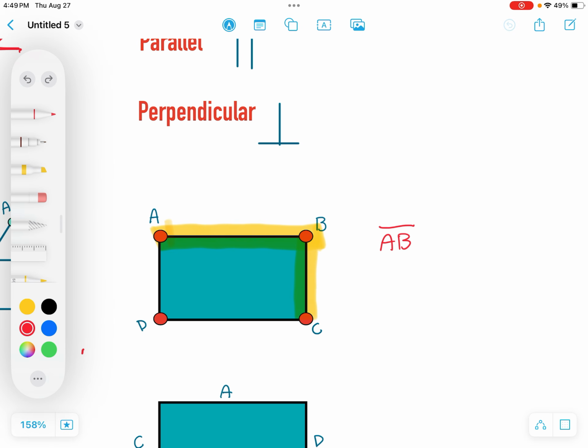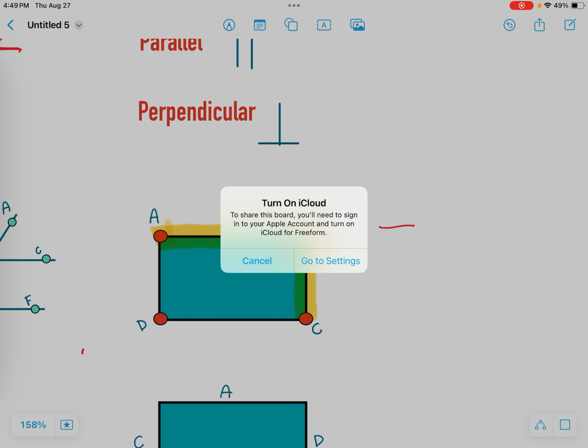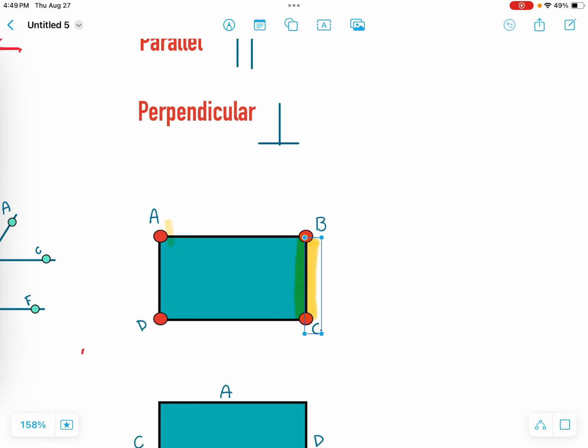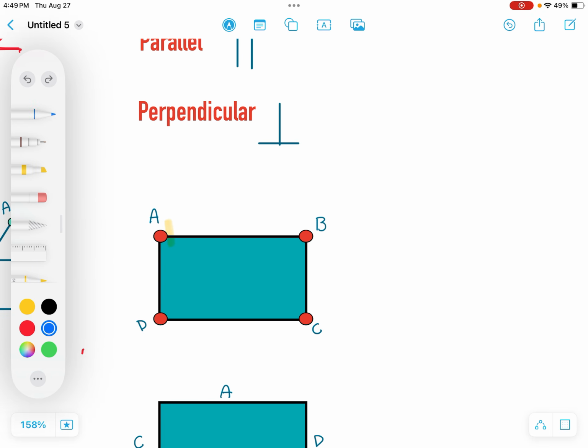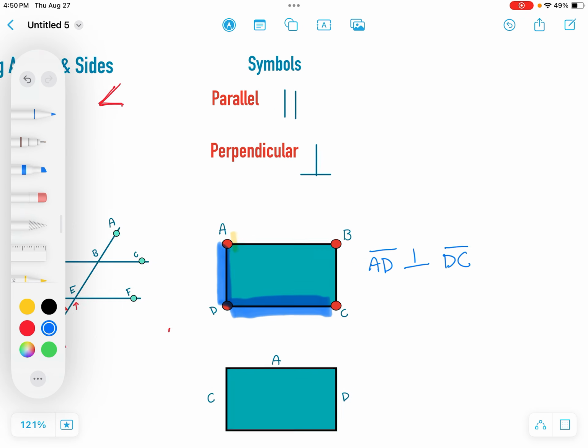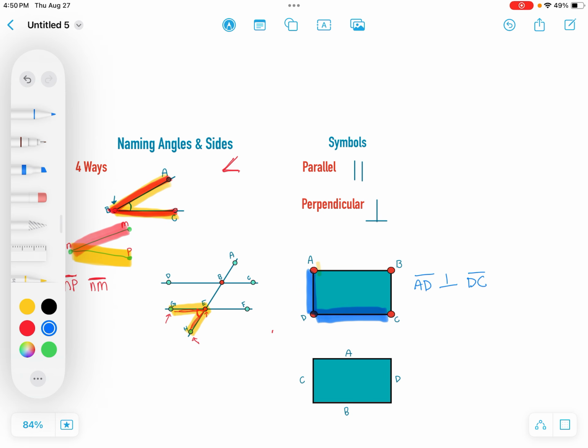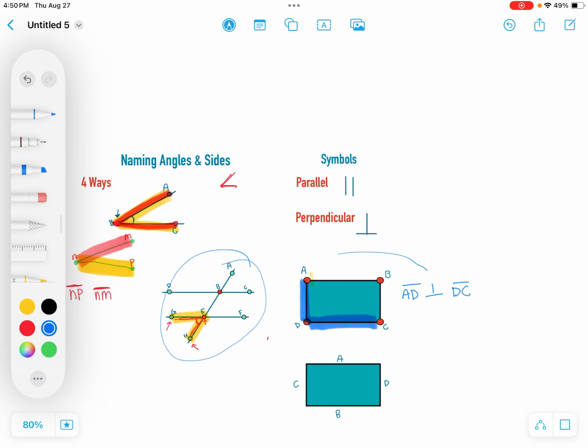Let's do another one, but with the other side. Let's do these two sides down here. We're going to say that these two sides are perpendicular to each other. So we're going to say side AD is perpendicular to side DC. And that is how you name sides and angles, both in a transversal and in shapes.